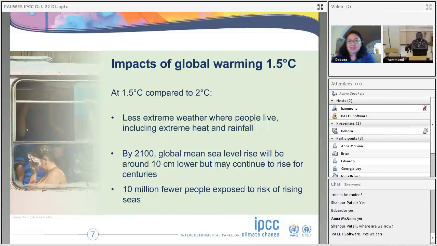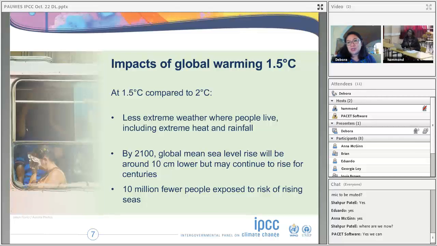So with all these impacts, we also have different adaptation needs and adaptation options. Adaptation needs will be lower at 1.5 C compared to 2 degrees. Avoided impacts will be greater at 1.5 compared to 2. And I'm attaching here the definition of adaptation used in the report, which is consistent with what the IPCC has used.